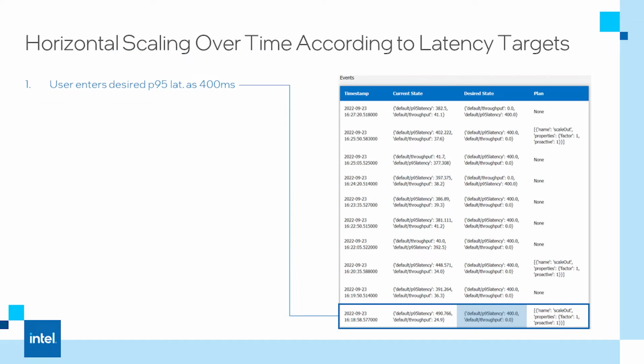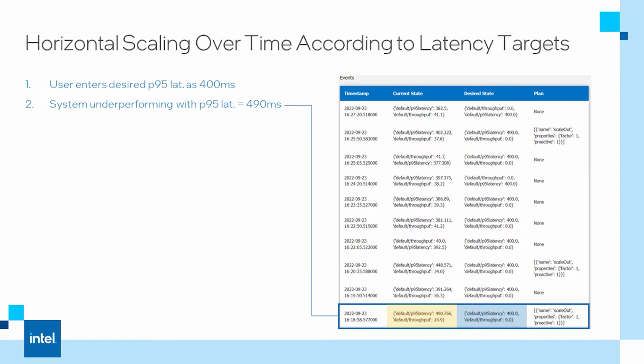To illustrate this with an actual example, let's take a look at a planning sequence for a real workload. As a first step, the user specified the desired target of P95 latency of 400 milliseconds. Looking at the bottom row of our event table, we see that the current KPI state of the workload is 490 milliseconds. We also achieve a throughput of 25 requests per second. So the current latency was not fulfilling our KPI, and the system decides to scale out.